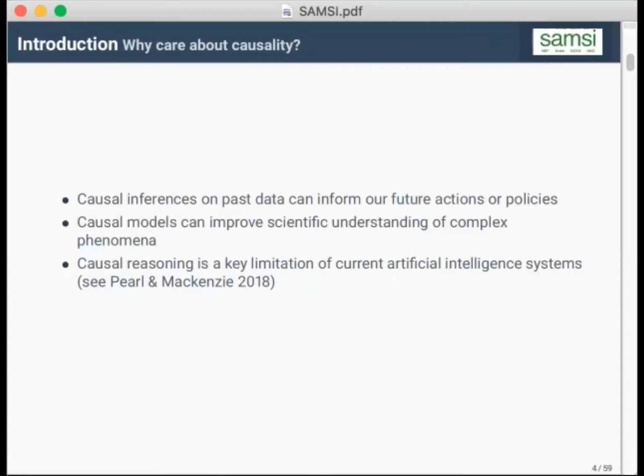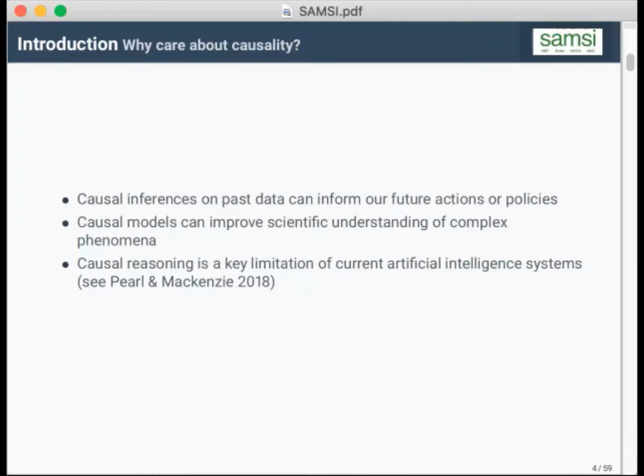In some scientific contexts, causal methods can improve our understanding of mechanisms and of complex phenomena, because as opposed to a black box prediction of outputs given inputs, causal inference allows us to start to disentangle how variables interact with one another to create an output.